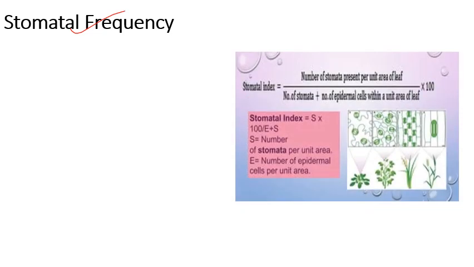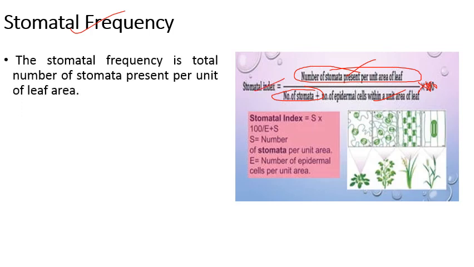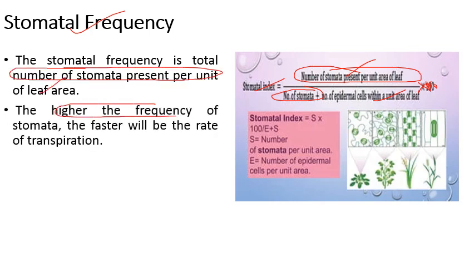Next important factor is stomatal frequency. We can calculate this stomatal frequency or stomatal index by this equation. Firstly, we simply count the number of stomata present per unit leaf area, and it is divided by the number of stomata plus the number of epidermal cells and multiplied by 100. By doing this, we can calculate the stomatal index. The stomatal frequency is the total number of stomata present per unit leaf area. The higher the frequency of stomata, meaning the greater the number of stomata, the greater will be the rate of transpiration.